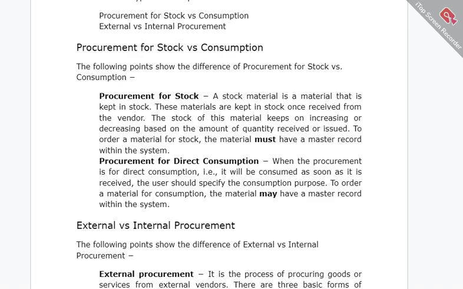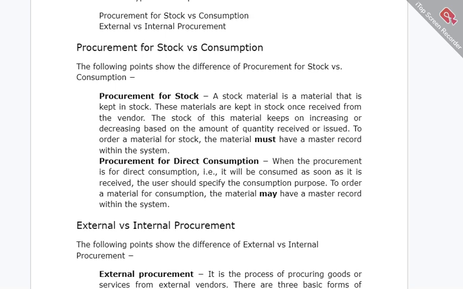Procurement for stock. A stock material is a material that is kept in stock, and these materials are kept in stock once received from the vendor. The stock of this material keeps on increasing or decreasing based on the quantity received or issued. To order a material for stock, the material must have a master record within the system.